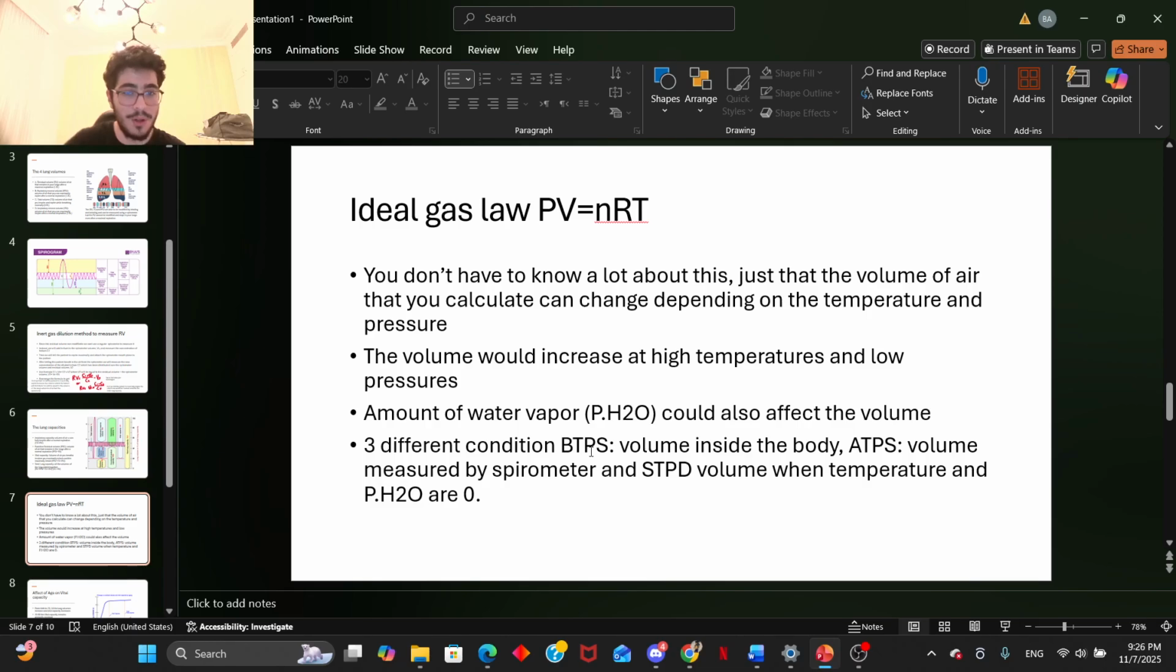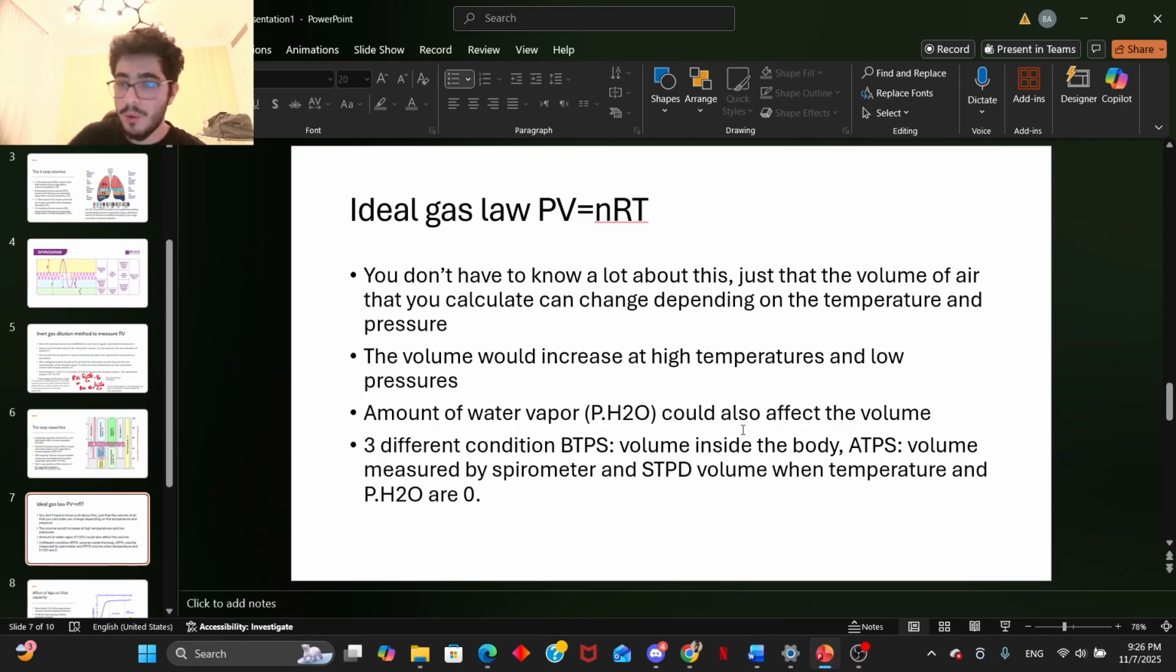BTPS, which is body temperature pressure standard, is basically the volume that you're going to measure that's going to be inside the body. Okay? And then there's ATPS, which is the volume measured by the spirometer. So when we measure a volume by the spirometer, we're going to get the ATPS. And then we have the STPD volume, which is the volume in dry air.